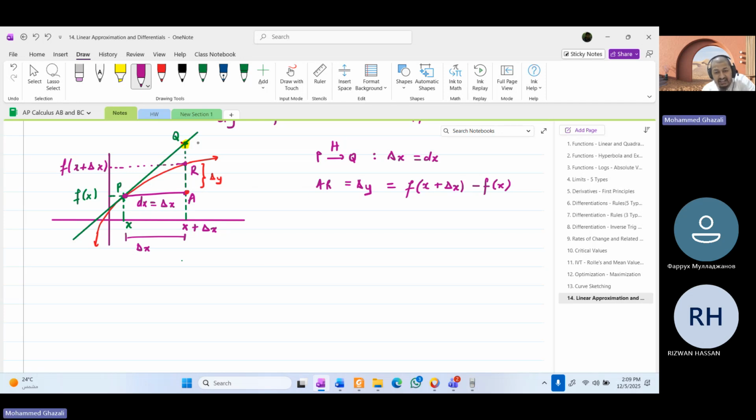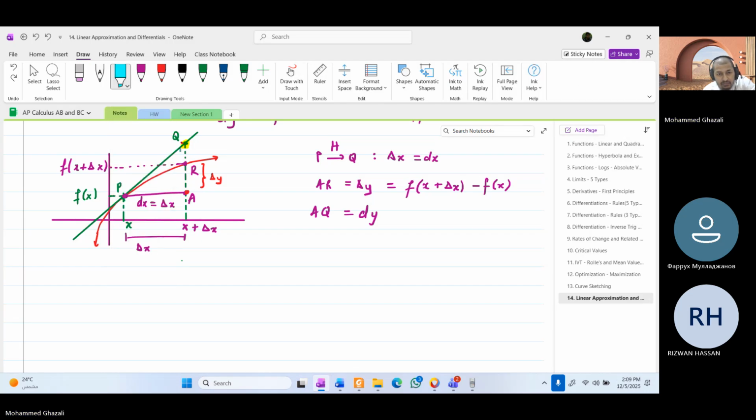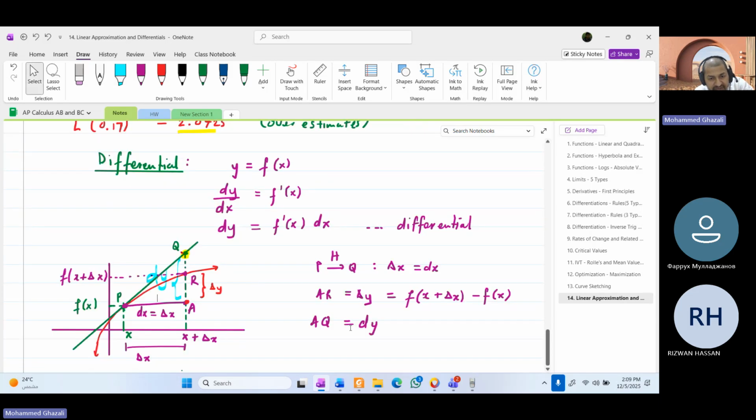And then what is A to Q? From A to Q, that vertical change is called dy. And that's what a differential is. Make sense? So A to Q over here is the dy value. This is basically dy, and that's your diagrammatic representation of what a differential is.